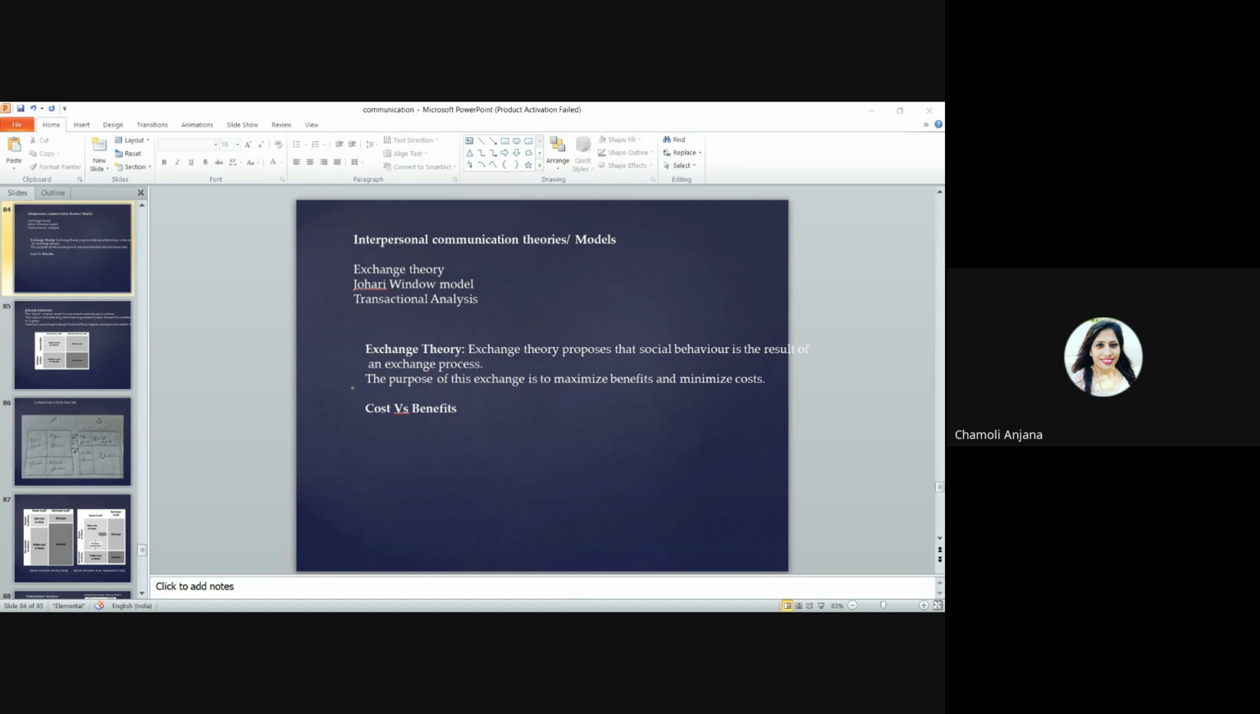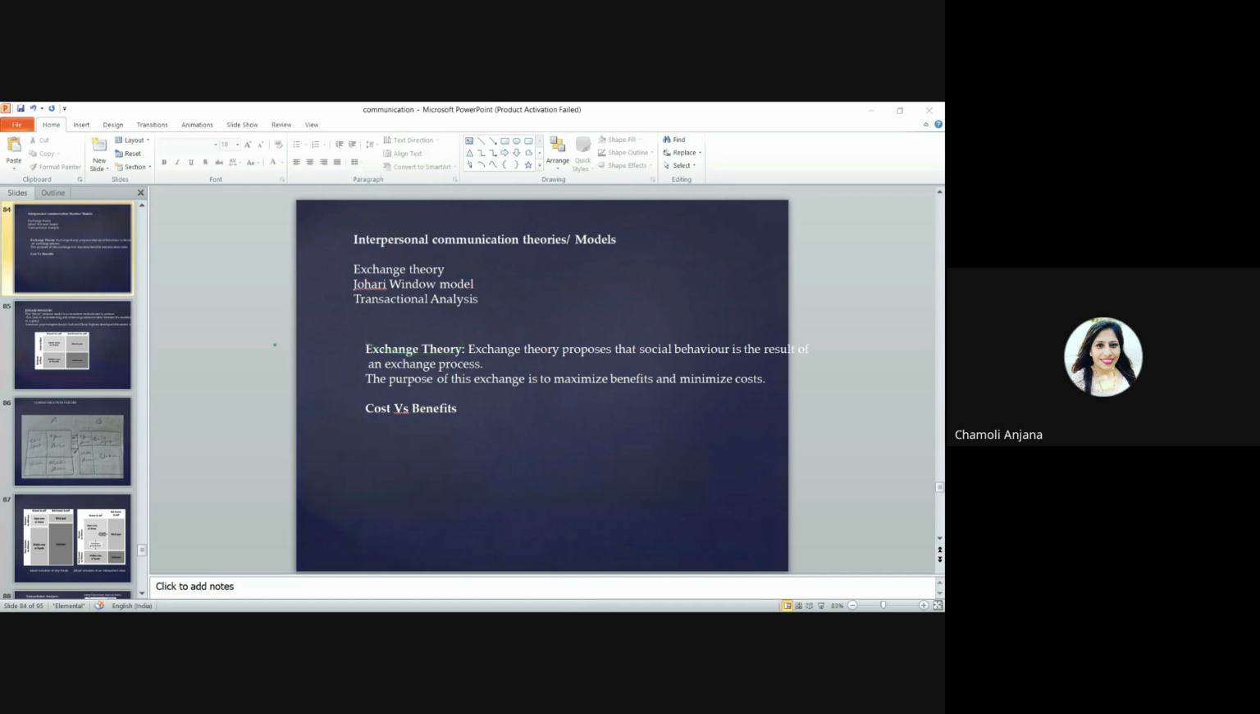Okay, so we'll start with the interpersonal communication theories or models. We have three models: the exchange theory, the Johari window, and transaction analysis. So what is this exchange theory?